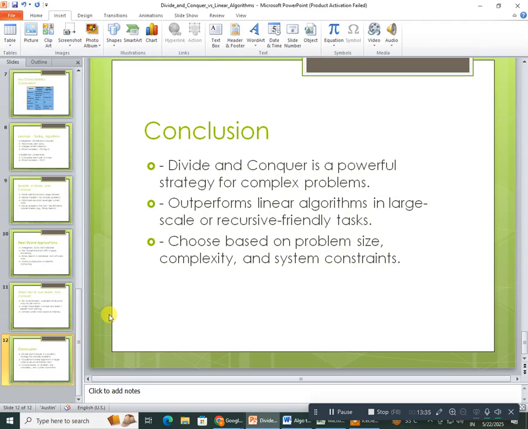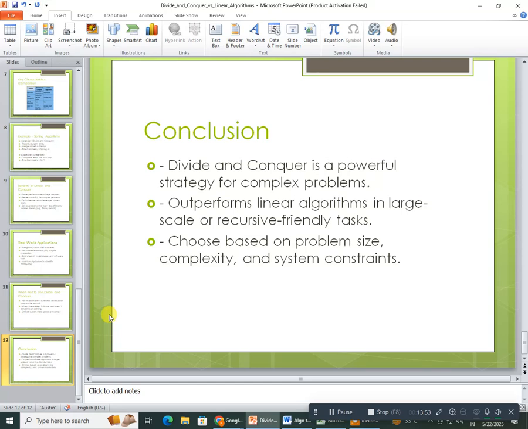And whether to apply divide and conquer to a particular problem depends on its size and complexity. So you will have to keep that in mind before you apply divide and conquer to any particular problem. So this is the conclusion of this video.